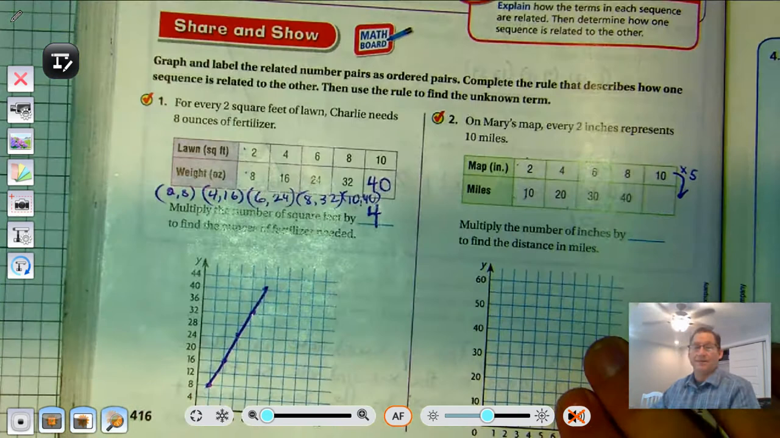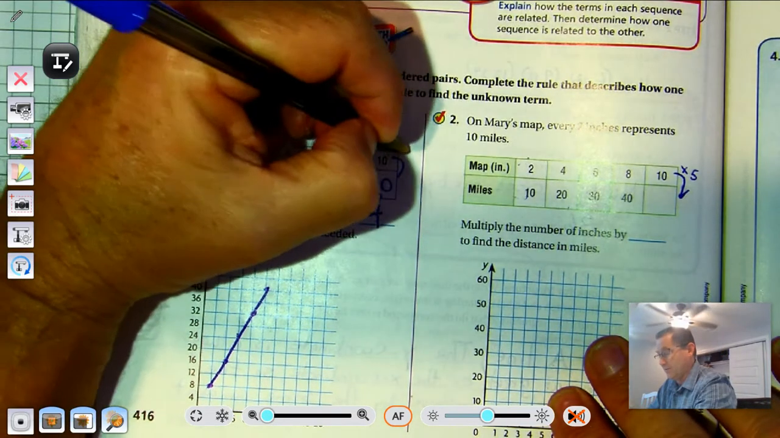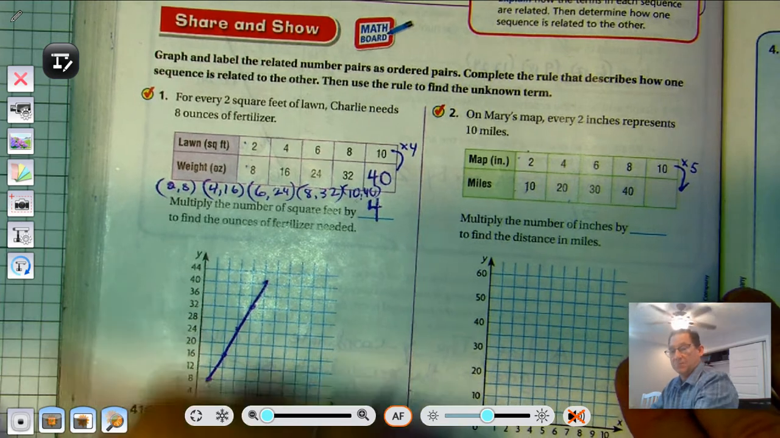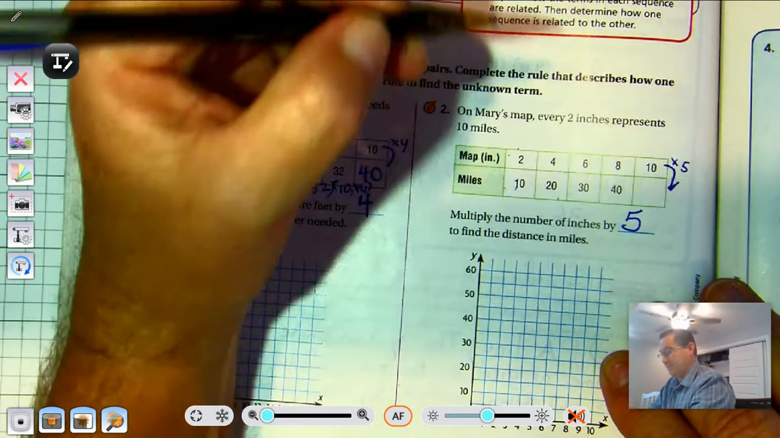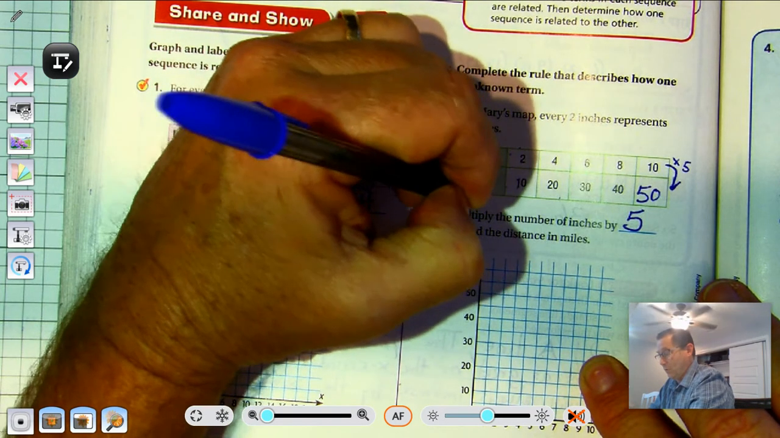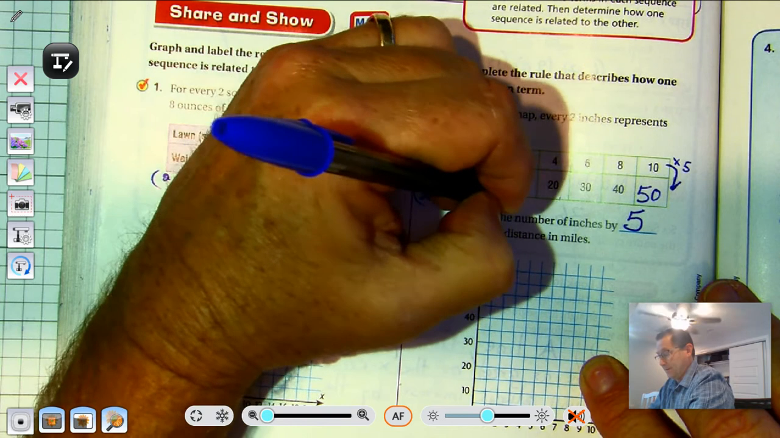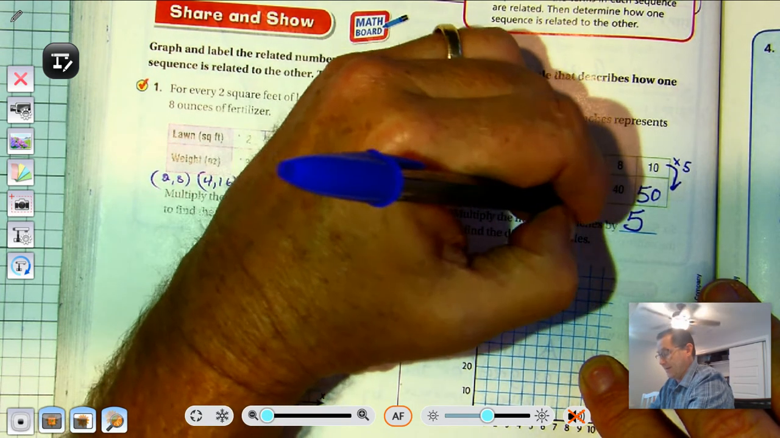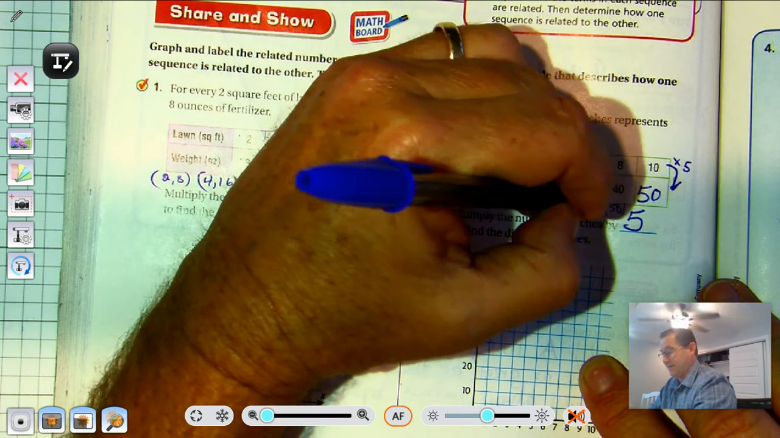You can also write that like that, right? And this one we could have written times 4. So multiply the number of inches by 5. So we have ordered pairs of 2, 10, 4 and 20, 6 and 30, 8 and 40, and 10 and 50.